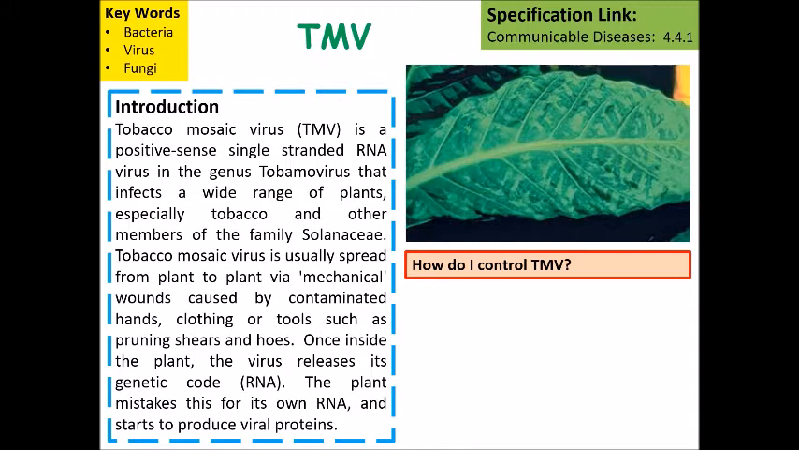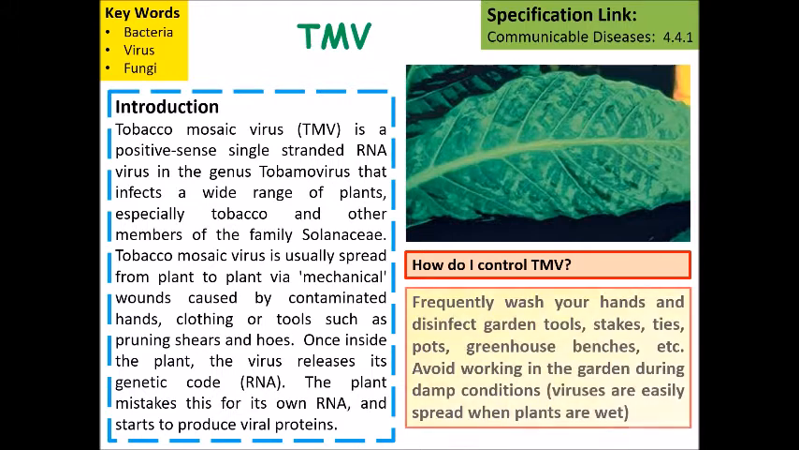So just have a think about how we could go and control tobacco mosaic virus. Pause the video and then go and have a look at the answer. So, tobacco mosaic virus can be controlled by frequently washing hands, disinfecting tools, and making sure that you're avoiding damp, contaminated conditions where viruses are spread particularly easily from plant to plant.